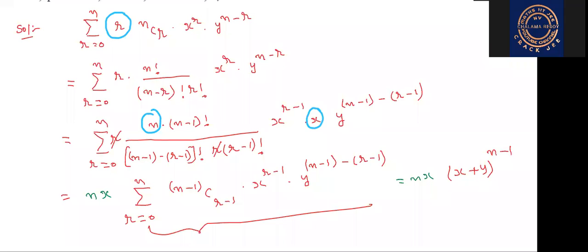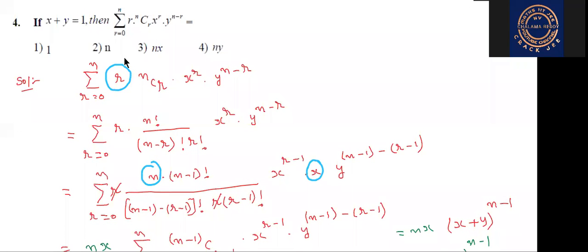Okay. What is x plus y? Already given in the question, the x plus y value is 1. 1 power n minus 1 is 1. Overall answer is nx. So see the options. Which option is correct? Third option. Here r is there, that is the problem. If r is not there, we can write directly.